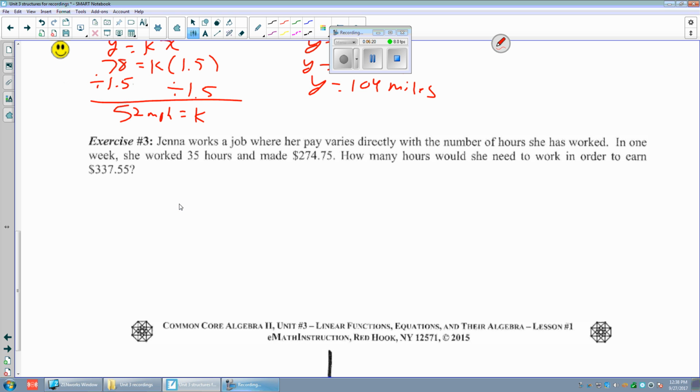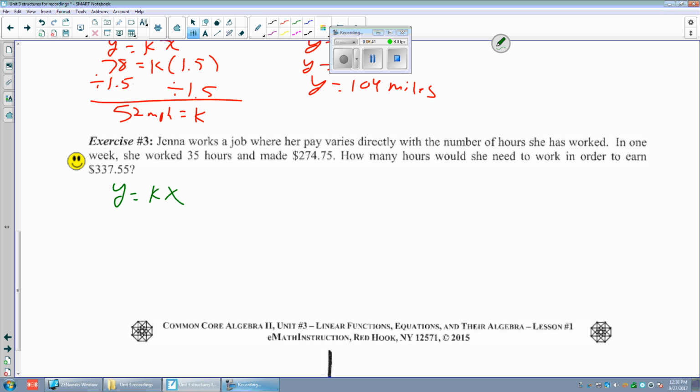Jenna works a job where her pay varies directly with the number of hours she has worked, like most people, except if you're on salary. In 1 week, she worked 35 hours and made $274.75. How many hours would she need to work in order to earn $337.55?